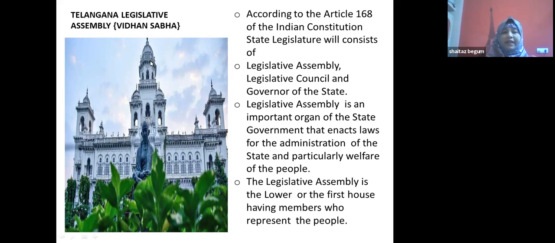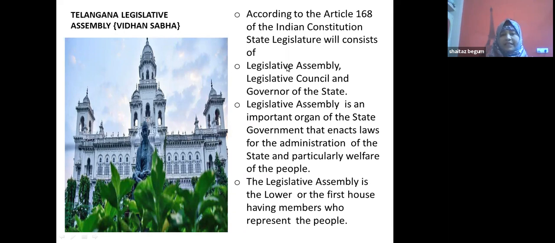Let us start with the legislative assembly, which is also known as Vidhan Sabha. According to the Constitution of India, there will be compulsorily a legislative assembly for every state.